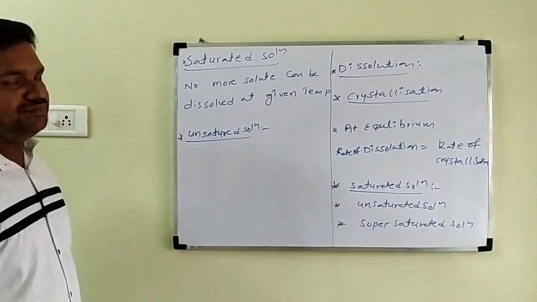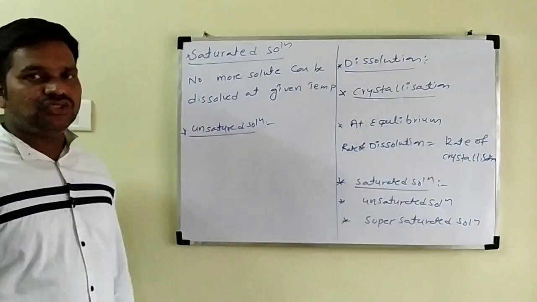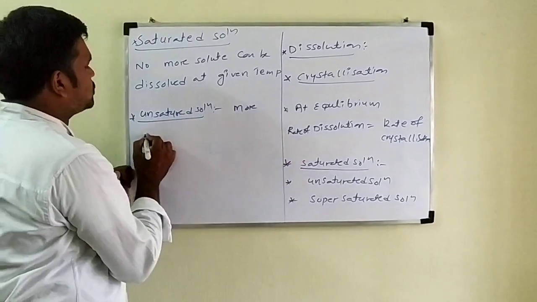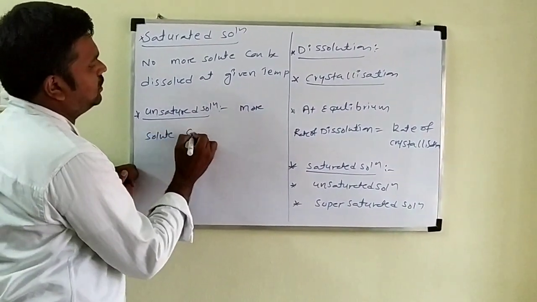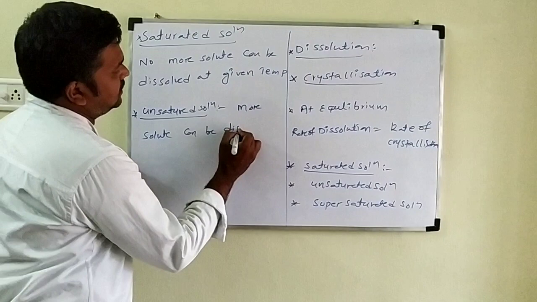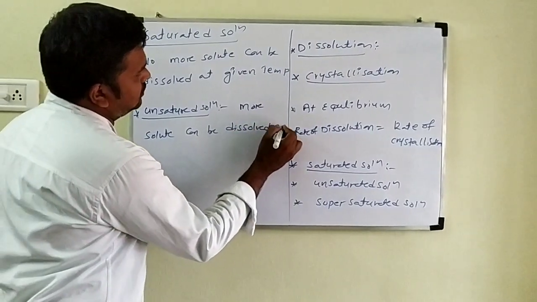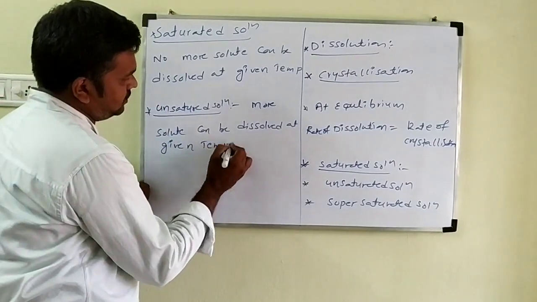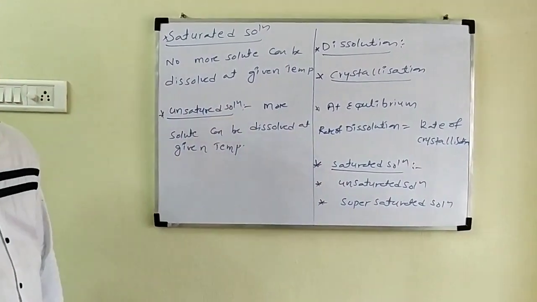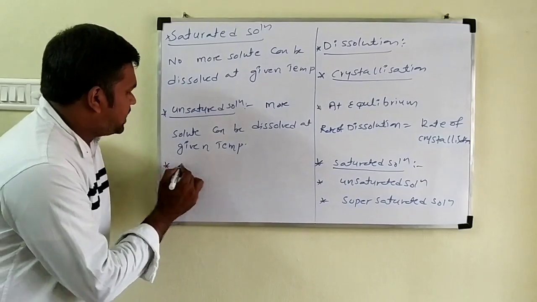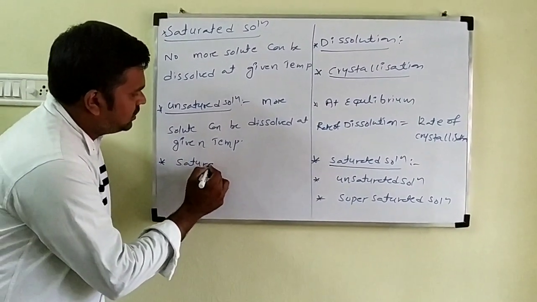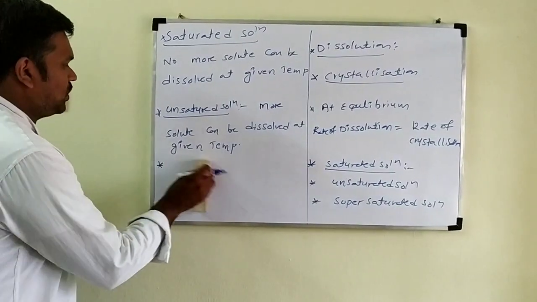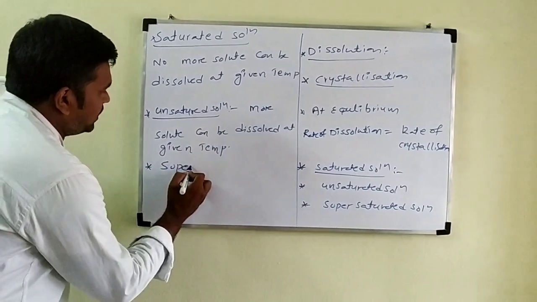What is unsaturated solution? More solute can be dissolved at given temperature and pressure. So we write here: more solute can be dissolved at a given temperature. This we are calling as unsaturated solution. And the last one we have is super saturated solution.